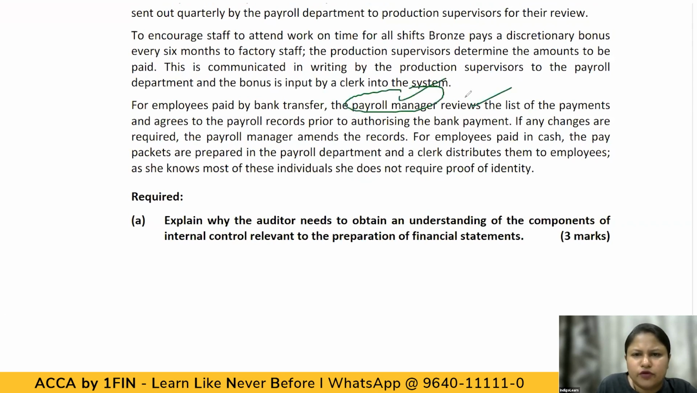The payroll manager only is going to review and he's only going to pay. So obviously there is no segregation of duty, failure again. If any changes are required, the payroll manager amends the record. See, custody, control, everything is with him.